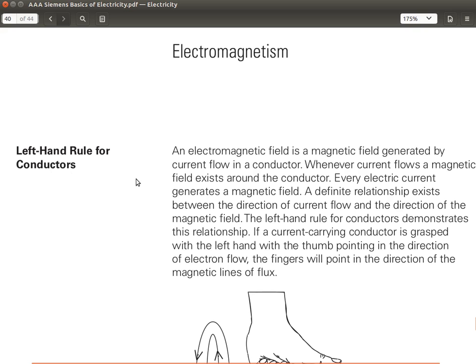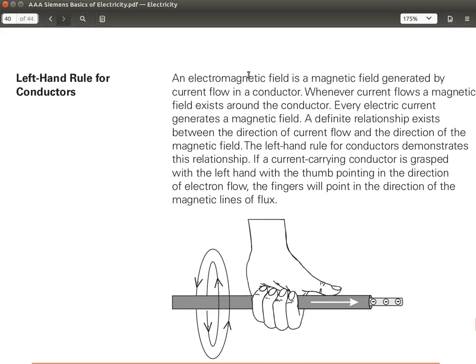The left-hand rule for conductors. An electromagnetic field is a magnetic field generated by current flow in a conductor. Whenever current flows, a magnetic field exists around the conductor. Every electric current generates a magnetic field. A definite relationship exists between the direction of current flow and the direction of the magnetic field. The left-hand rule for conductors demonstrates this relationship.